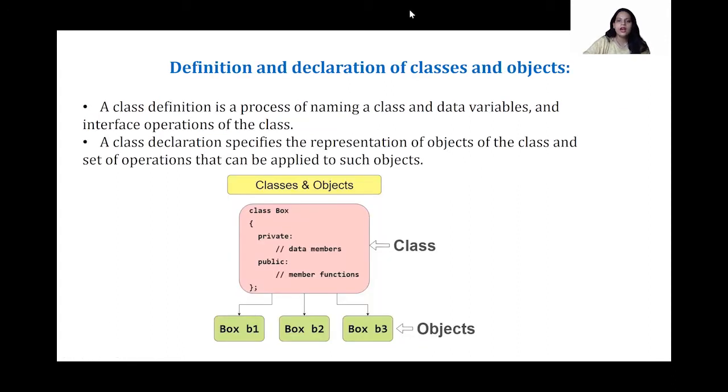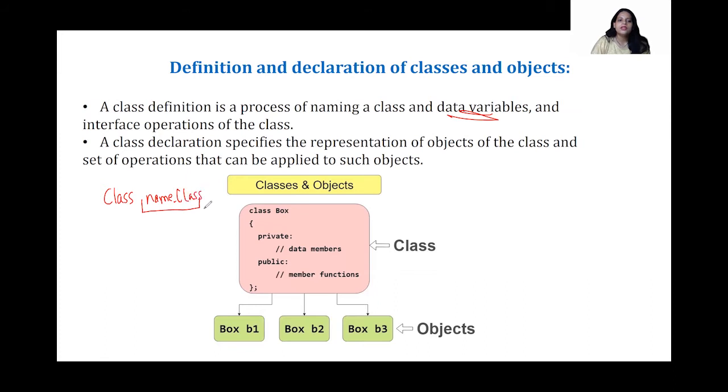Now, let us see how we define and declare our classes and objects. A class definition is a process of naming the class, data variables, and interface operations of the class. What is the meaning of that? A class should always have a keyword called class itself. This is the keyword I'm going to use, and after that, you can name the class as you want.